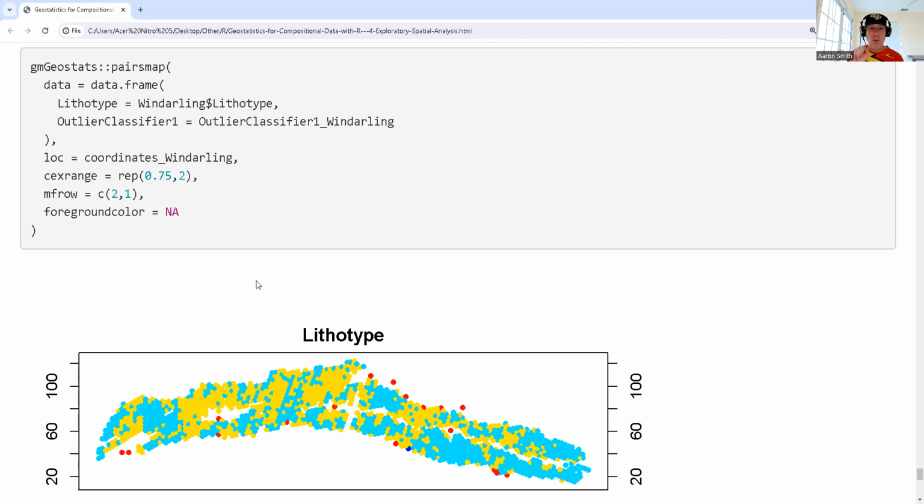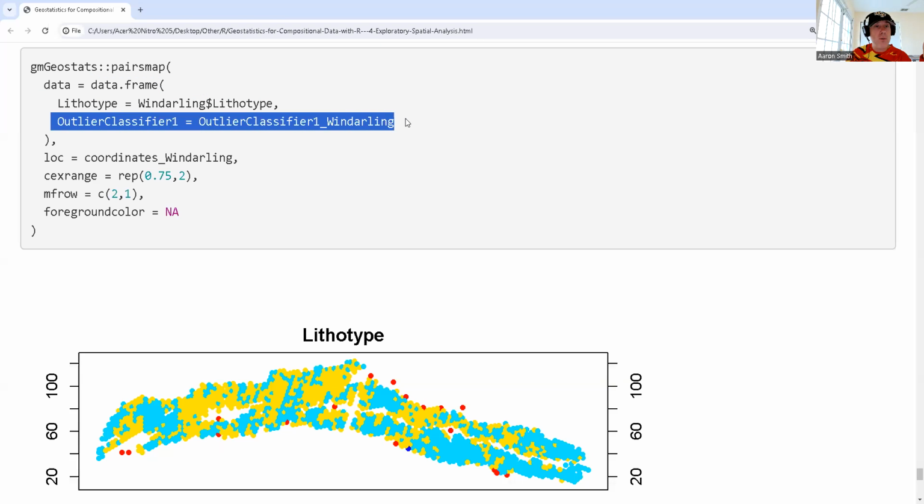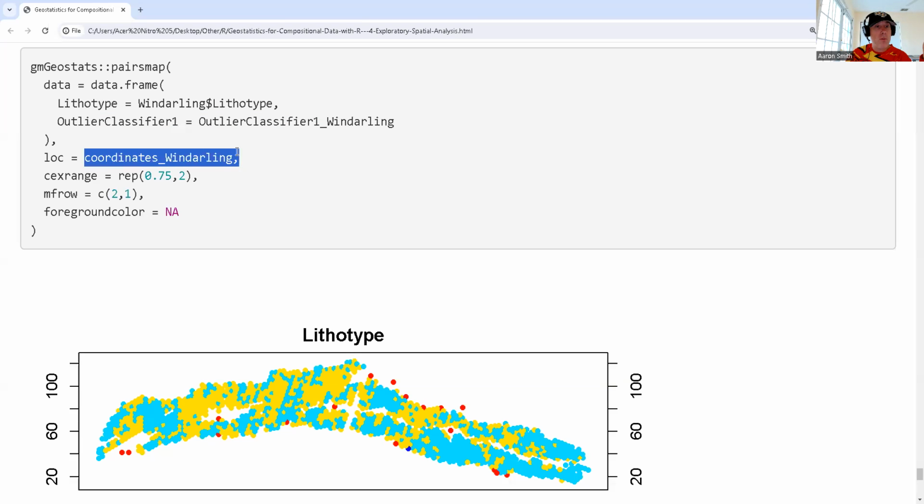Now, these plots look different on my machine when I was in RStudio than they look here. I had different colors for some reason, don't know why, but I ran exactly the same code and these just visually look different. I had green. I had packages loaded as I was working through. So we're running the pairs map from GM Geostats. And here I've got my data. I've got lithotype and outlier classification. I've got my coordinate system set up. And I'm allowing some change in size of plots.